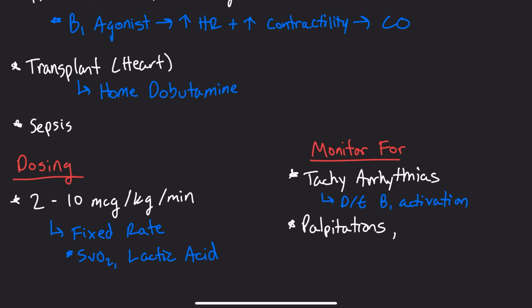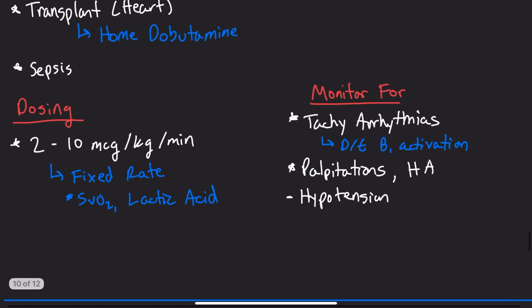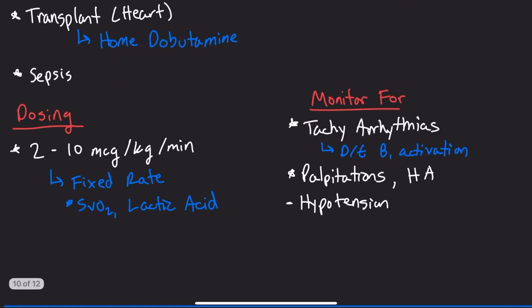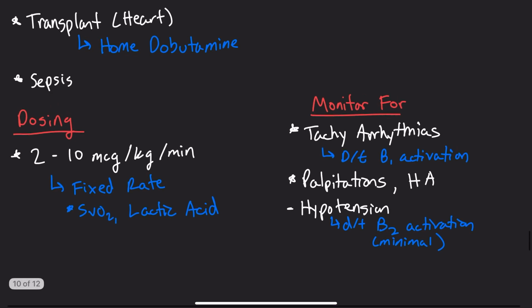Could also potentially see headaches as well. The last one, this one's a little more rare, I believe, is actually hypotension. We talked about beta-1 activation, but the hypotension is due to it having beta-2 activation as well. It is minimal, but beta-2 actually causes vasodilation. So especially when you're just now initiating a dobutamine drip, you want to keep a close eye on their blood pressure, which you'll be doing at all times in the ICU anyways. That's something to be aware of.